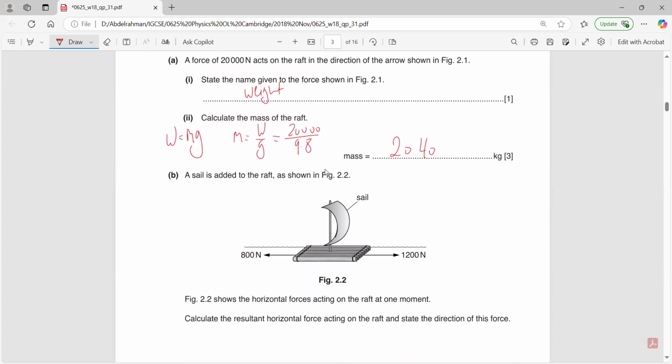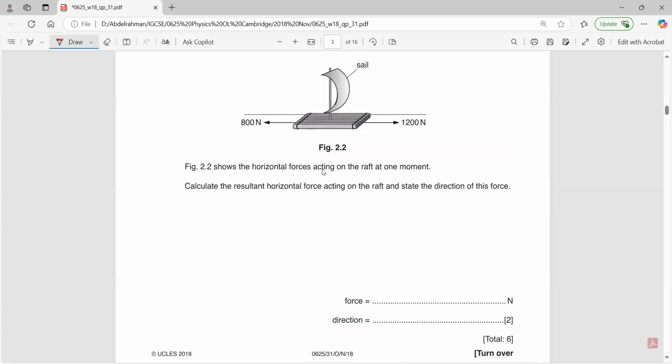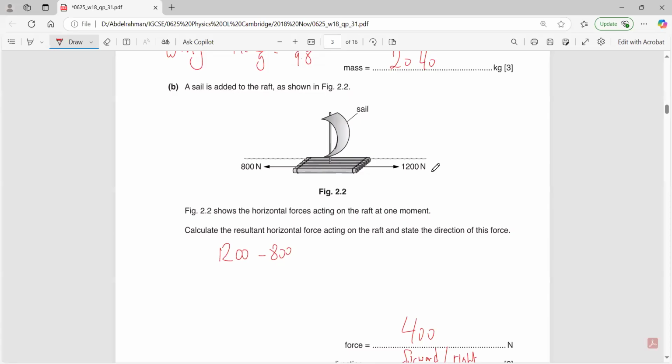A sail is added to the raft as shown, and then we have two forces acting on the raft. Can I find the resultant horizontal force? How can I find the resultant horizontal force? 1,200 minus 800, which is 400 newtons. In which direction? To the right, or forward. You can say either. It's in the direction of the larger force.